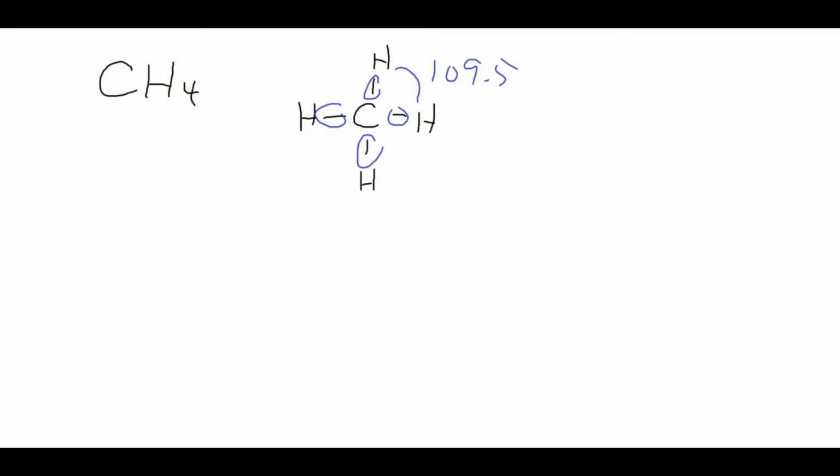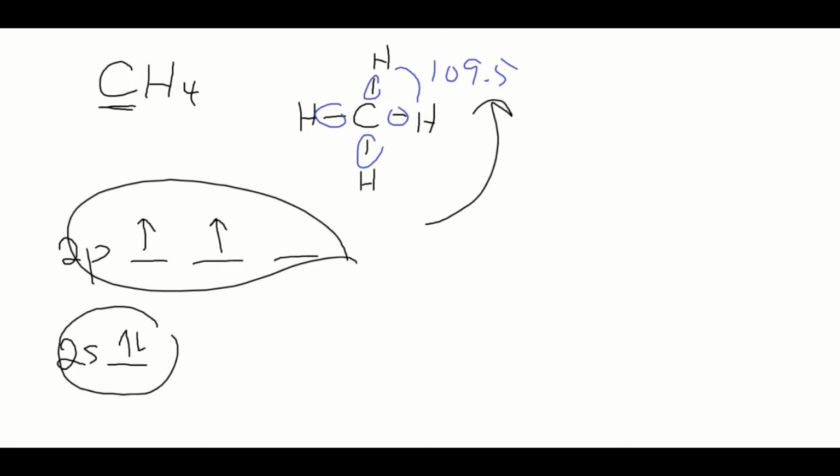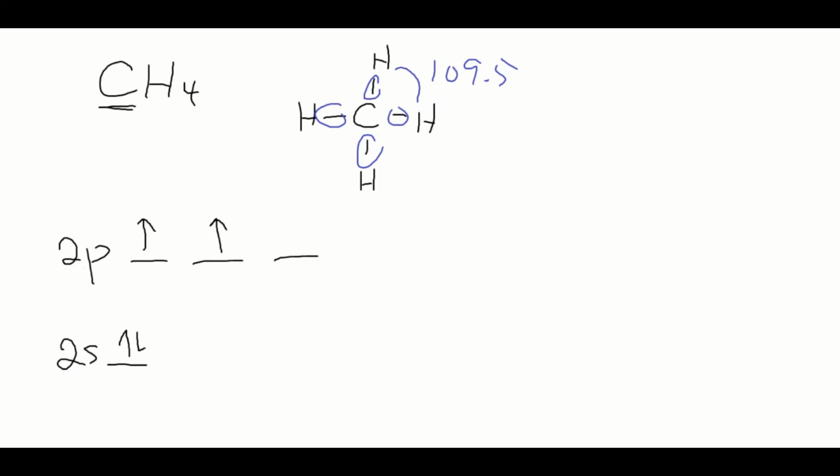That means we need 4 equivalent orbitals to make these bonds. If you look at an unhybridized carbon, the valence shell looks like this. It has 2 electrons in the 2s orbital, and it has 2 electrons in its 2p orbitals. Again, you can't have a ball and 3 sticks and get 109.5 degree bond angles. So we need to mix all 4 of these. There's the key. When you need 4 orbitals to make those angles, you need to mix 4 atomic orbitals.